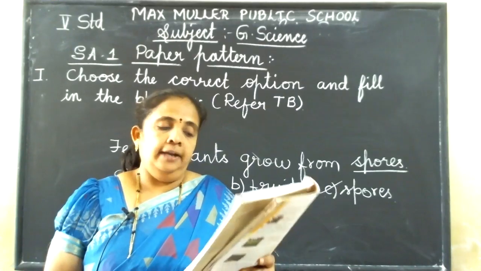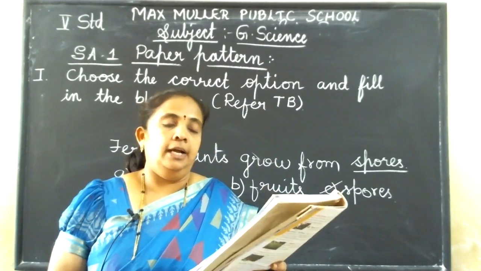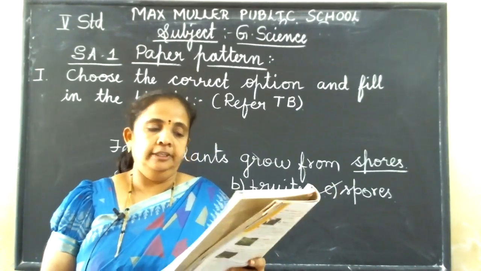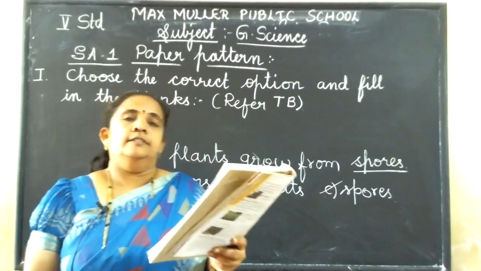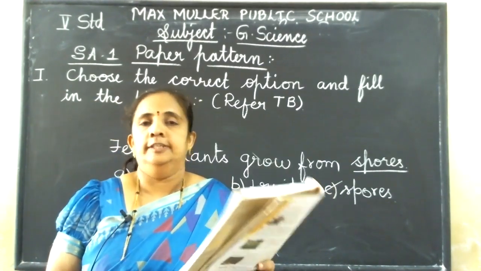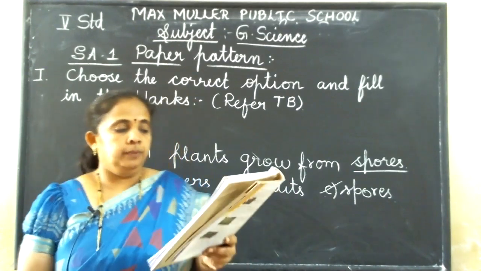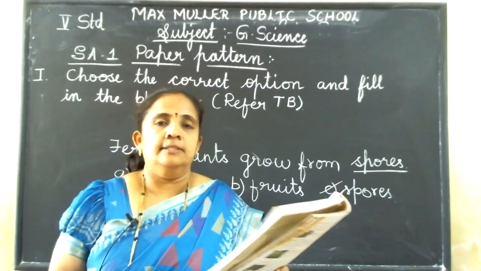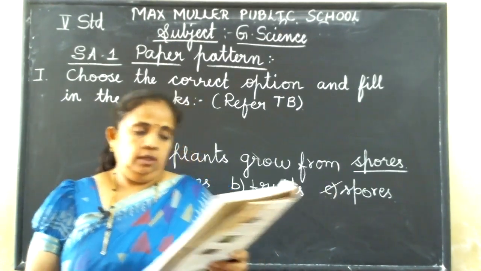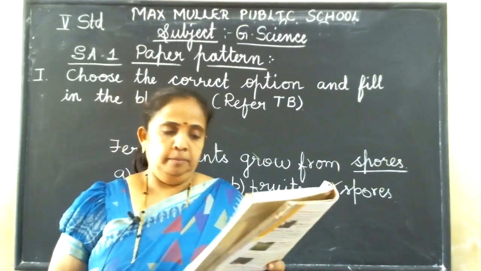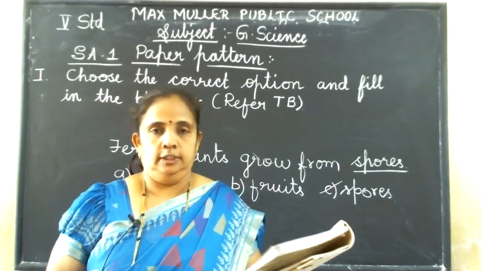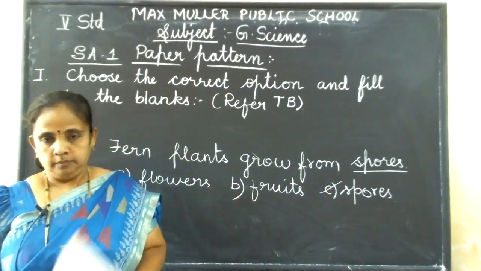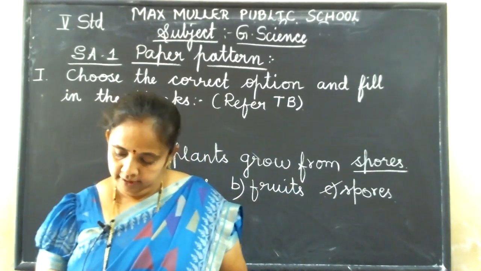Fourth, scattering of seeds away from the mother plant is called: A, germination, B, seedling, C, dispersal. So it is dispersal. Next, fifth. Fern plants grow from dash. A, flowers, B, fruits, C, spores. It is spores. Got it? This is from the first lesson.